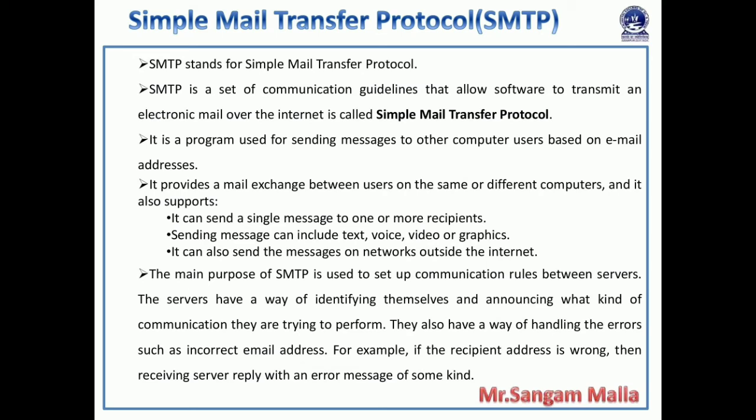For example, if the recipient address is wrong, then the receiving server replies with an error of some kind. That means whenever we give a wrong address for the receiver, the receiving server gives an error message in order to rectify the recipient address. The message will come to the user that they have given the wrong address, and in this way we can correct the error we encountered. So these are some of the facilities provided by the Simple Mail Transfer Protocol.